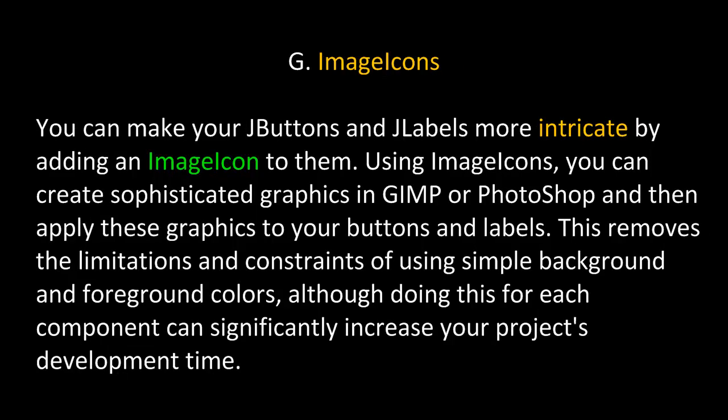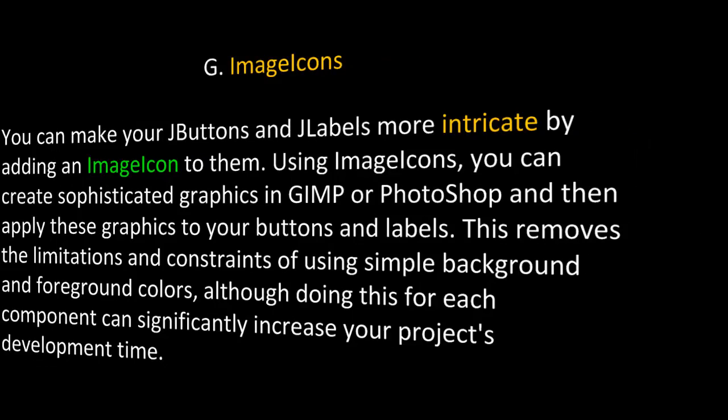Because it's related to the previous components, the next component we'll look at is ImageIcon. You can make your JButtons and JLabels more intricate by adding an ImageIcon to them. Using ImageIcons, you can create sophisticated graphics in GIMP or Photoshop, and then apply these graphics to your buttons and labels. This removes the limitations and constraints of using simple background and foreground colors, although doing this for each component can significantly increase your project's development time.